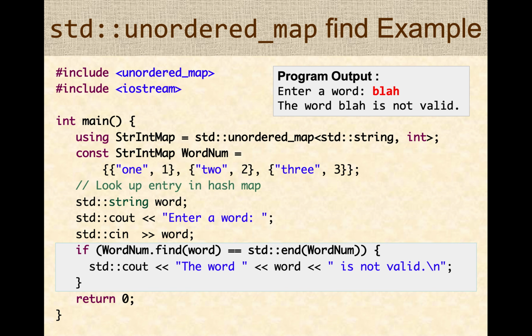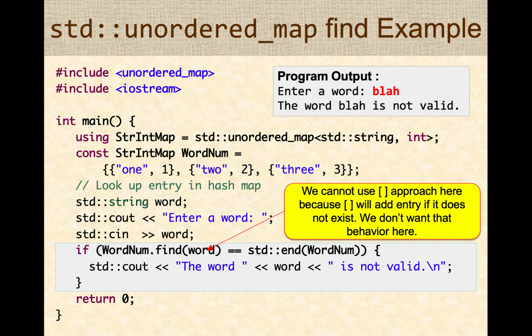That's the logic there. And here it looks for the word and prints whether the word is found or the word is valid or invalid. Again, keep in mind we cannot use a square bracket because square bracket will add an entry if it doesn't exist. We don't want to add an entry, we just want to check if an entry exists. So you will have to use the find method in this context. So keep that in mind.